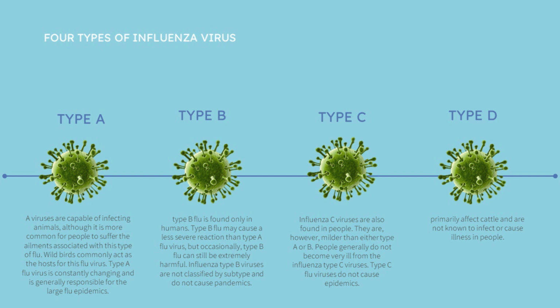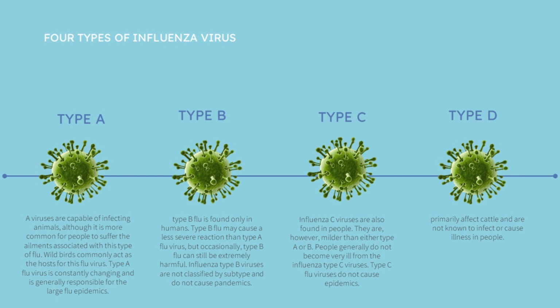Type B flu is found only in humans. Type B flu may cause a less severe reaction than type A flu virus, but occasionally, type B flu can still be extremely harmful. Influenza type B viruses are not classified by subtype and do not cause pandemics. The influenza C viruses are also found in people. They are, however, milder than either type A or B. People generally do not become very ill from the influenza type C viruses. Type C flu viruses do not cause epidemics.